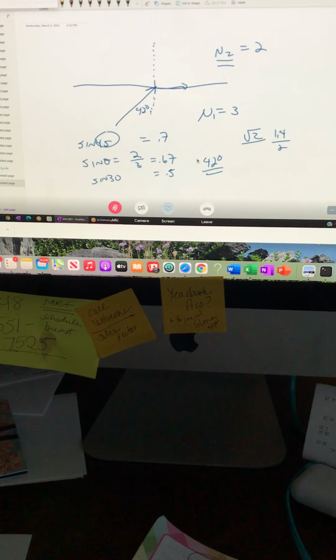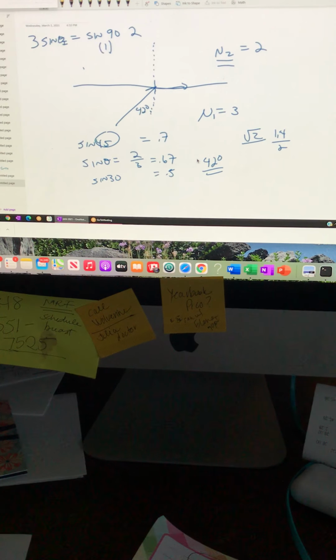Oh, no. Okay, so let's go back. Miss Elena, where are you paying attention? Sine of the incident angle. So it's 3 times sine of incidence times sine of what, folks? For the critical angle, sine of what? Sine of 90 times 2. Sine of 90 is 1, so 1 times 2.